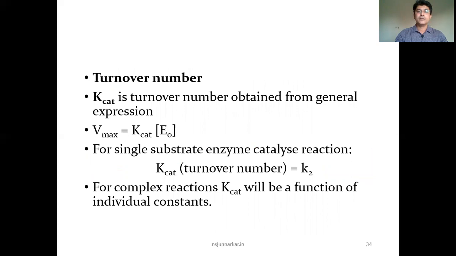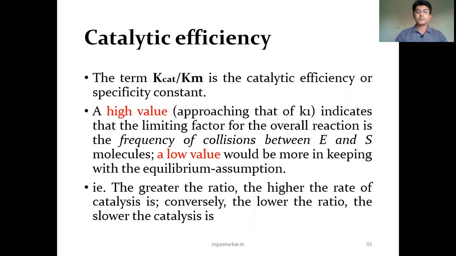Turnover number is another characteristic of the enzyme. Here it is designated as Kcat. It is obtained from the expression Vmax is equal to Kcat into E0. For single substrate enzyme catalyzed reactions, Kcat is K2, that is the rate constant which is involved in the conversion of enzyme substrate complex into E plus P. For complex reactions, Kcat will be a function of individual rate constants.